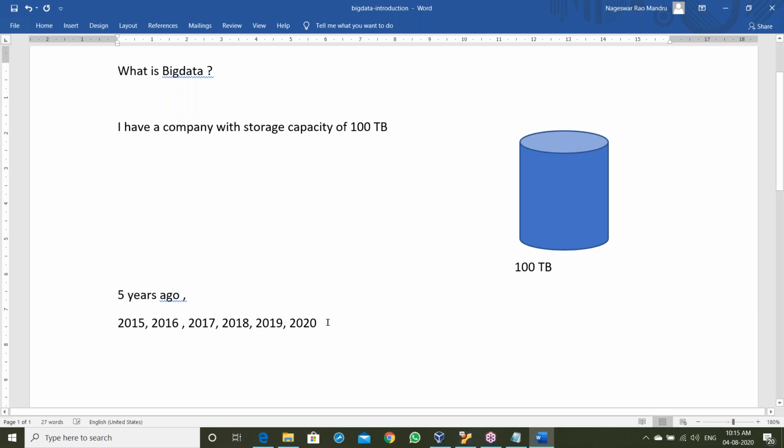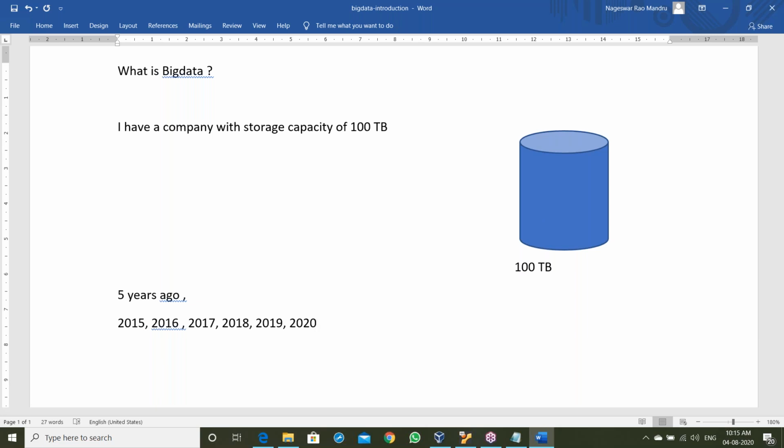For the current year, suppose the server fails because the storage is completely filled, but there is still data to store. No space is available, yet data keeps coming. That means the incoming data is more than the capacity. That is called big data.